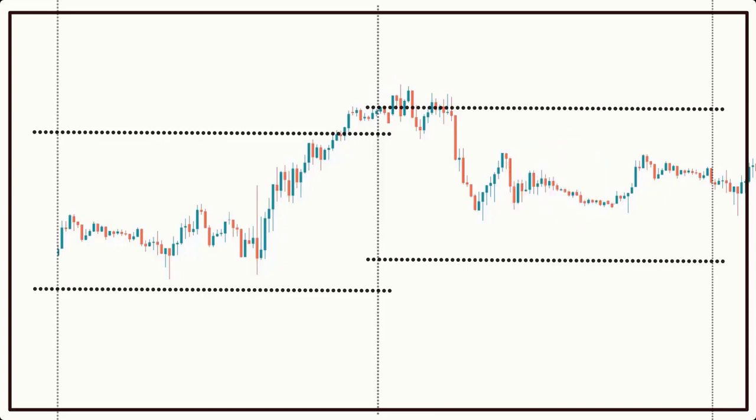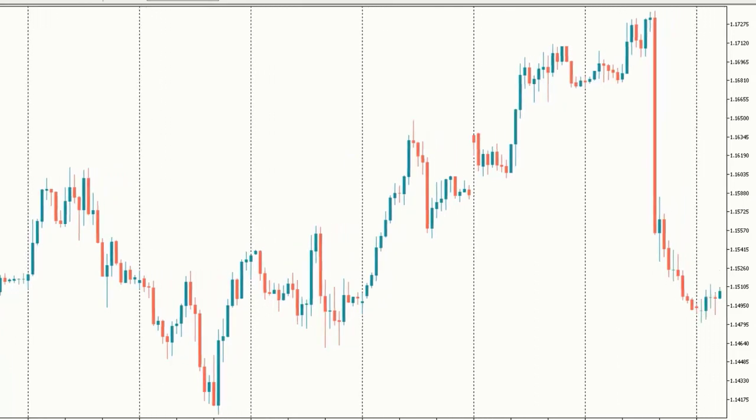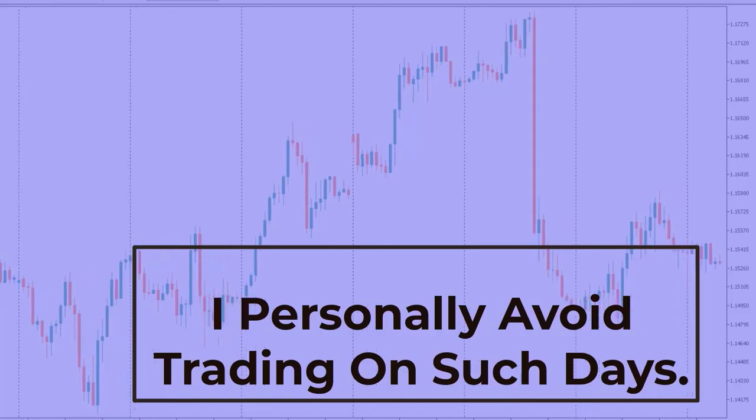The reason is pretty simple. The price has opened at an extended price. We do not know how the market participants will react to the new price. So the price can go in any direction. I personally avoid trading on such days. And I recommend you to do so as well.